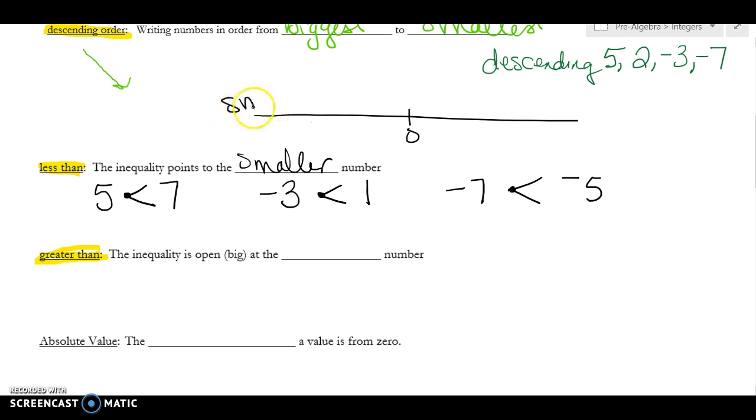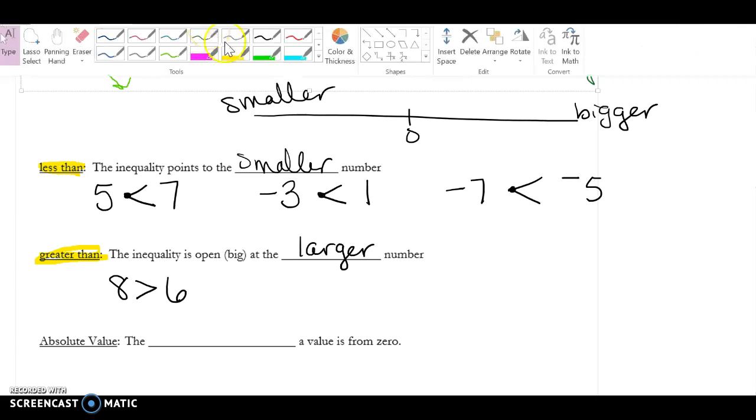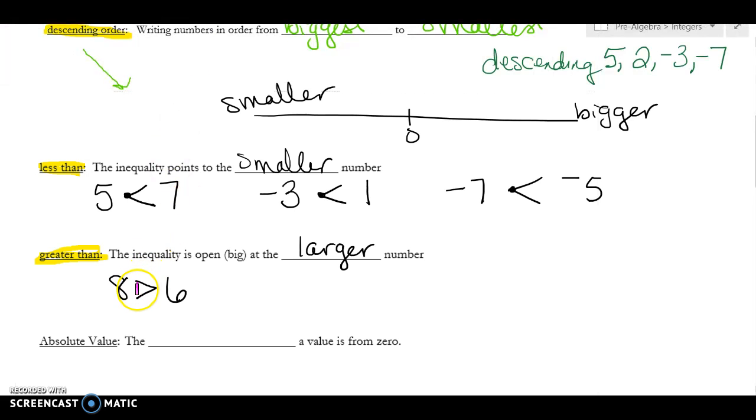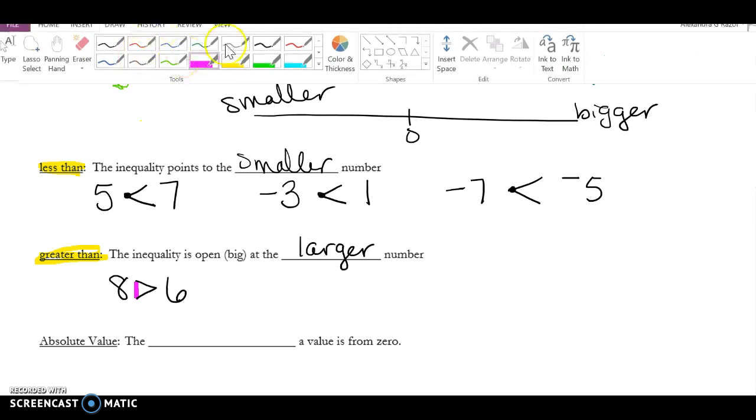Okay, so they get smaller to the left, bigger to the right. Okay, greater than, it's open at the larger number. So this time, 8 and 6, it's open at the bigger one here. There's this wide opening right there. And so that's why it's greater than, okay?